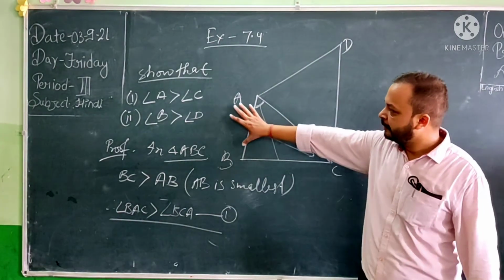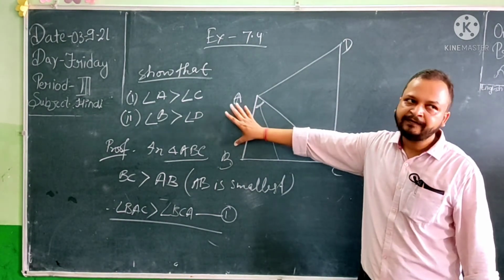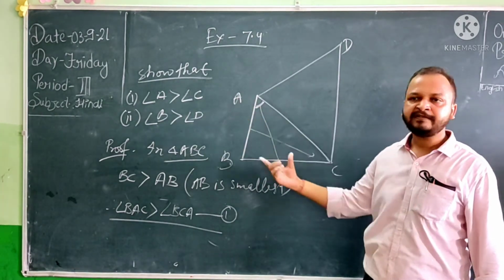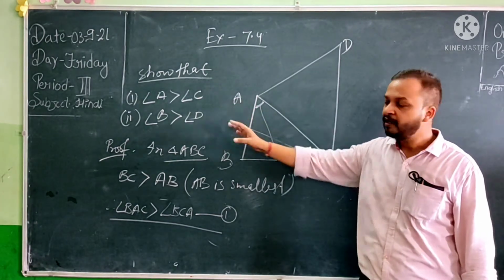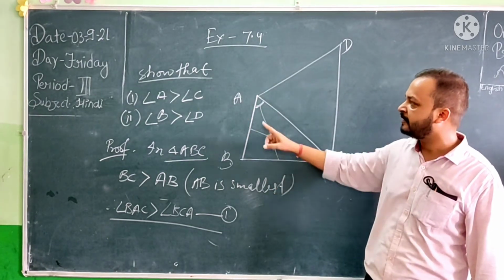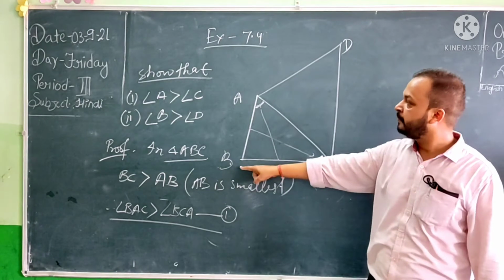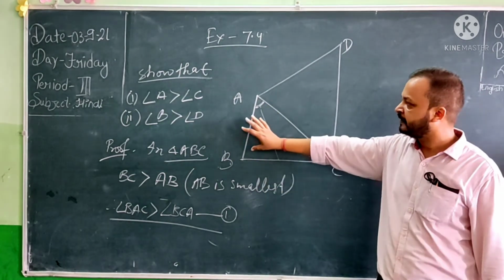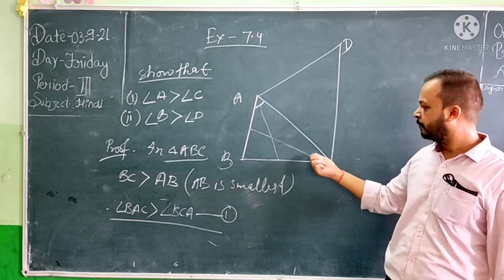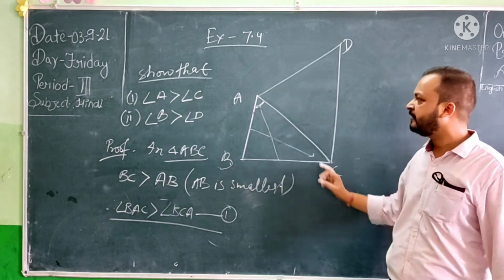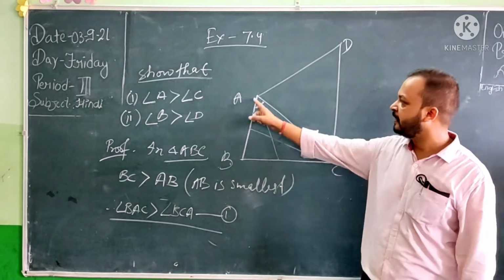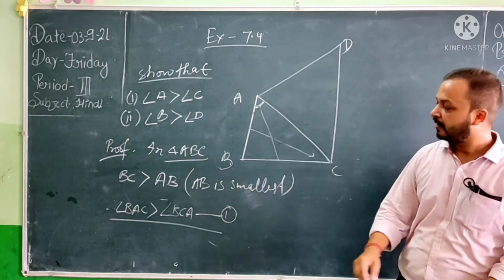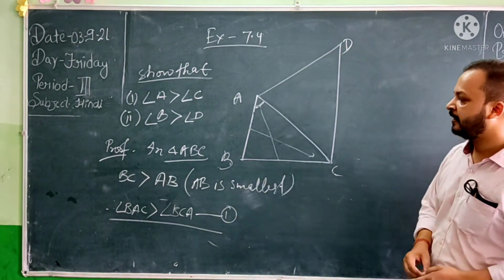It is given that AB is the smallest. If AB is the smallest, it means BC is greater than AB. If BC is greater than AB, what is the opposite angle of BC? That is this one. So BAC is greater than opposite angle of this side AB. So opposite angle of side AB is what? BCA. So BAC is greater than BCA. Right? Now we have taken it as equation 1.